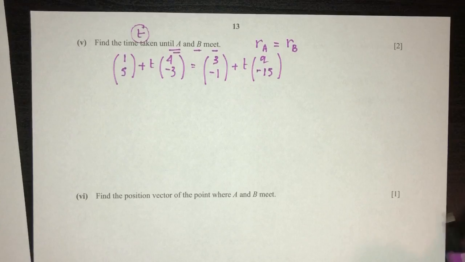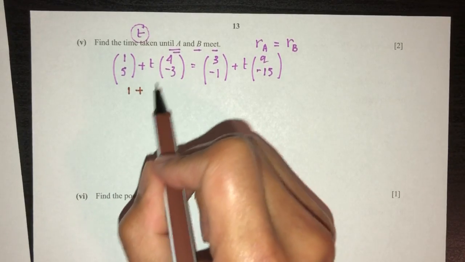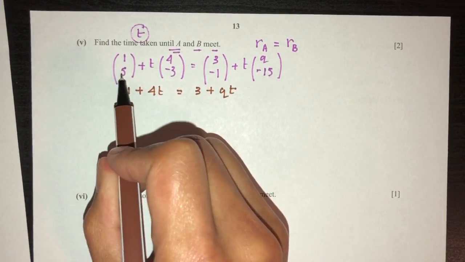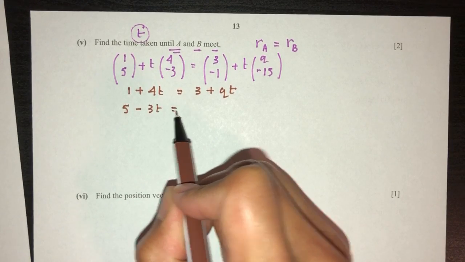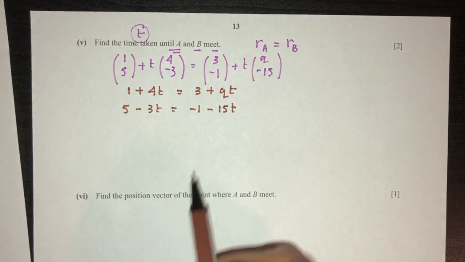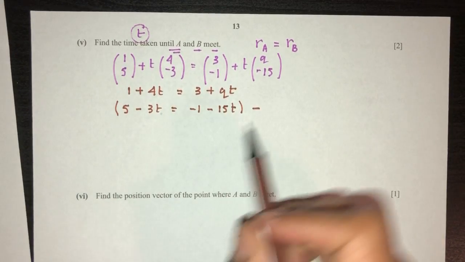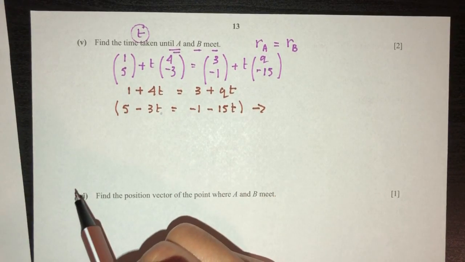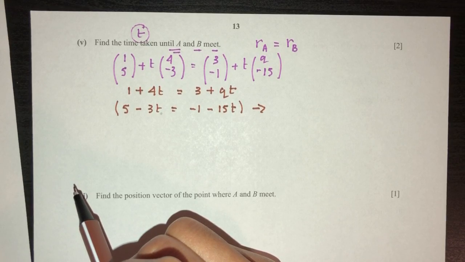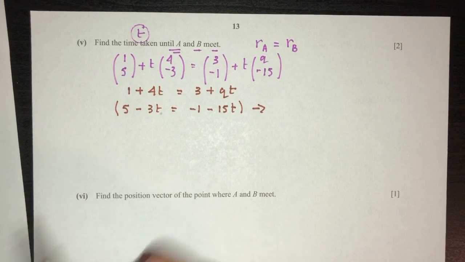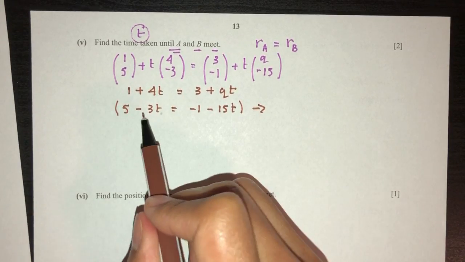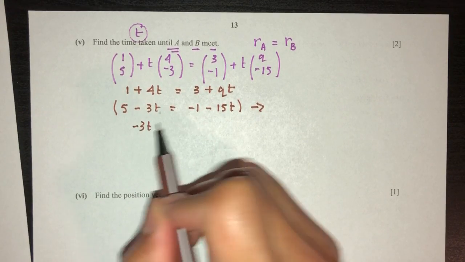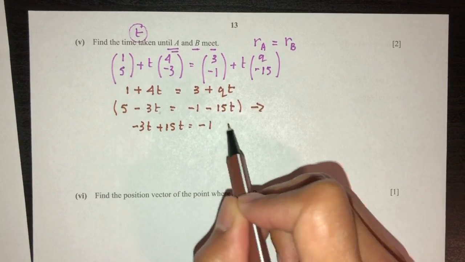So let's expand and see what equation we can use. You will have 1 plus 4t equal to q plus 3t. That's your first equation, and this one will be 5 minus 3t equal to minus 15 minus t. So we can use this one to find the value of t. Here you have 3t, here you have 15. Let's send this to this side. Let's see, what do we have? Minus 3t plus t, the value will be 12.